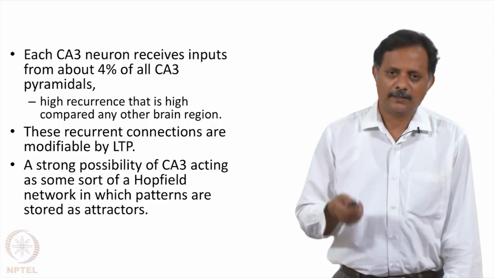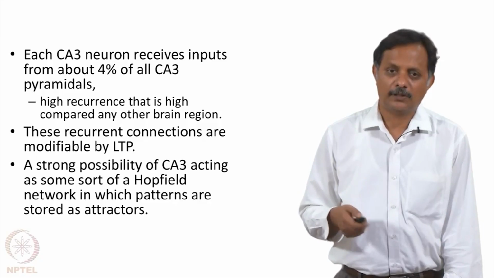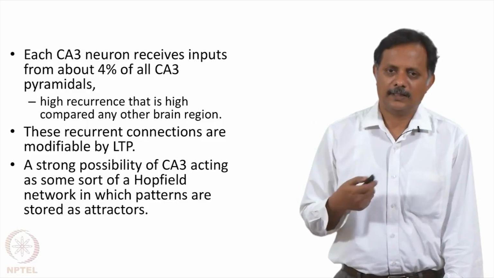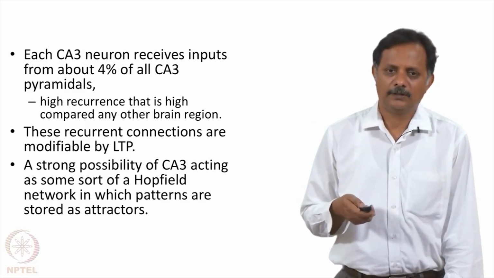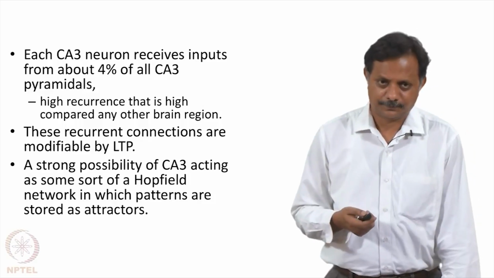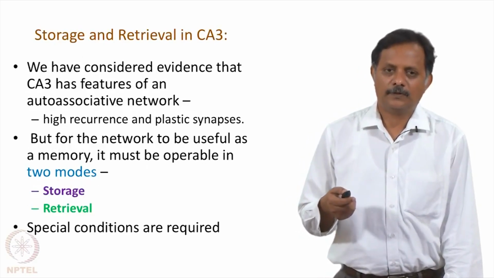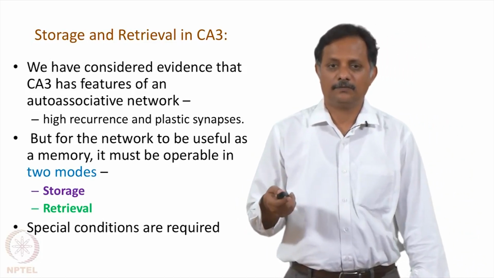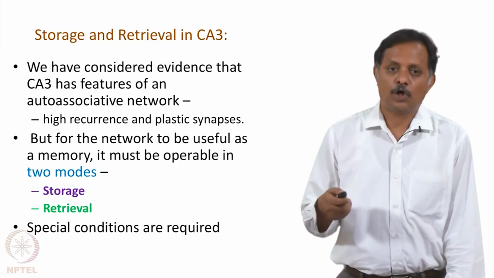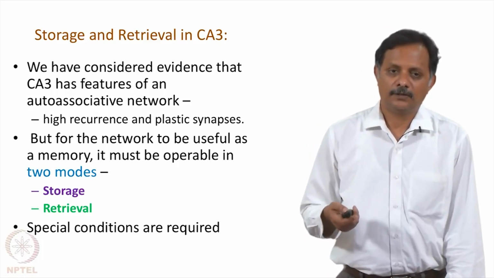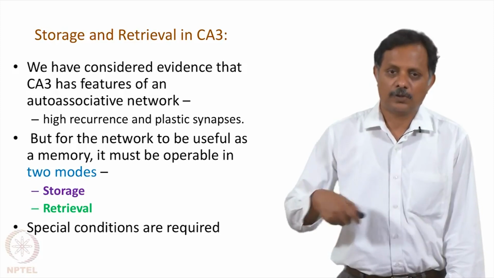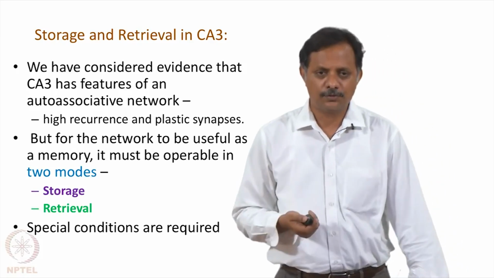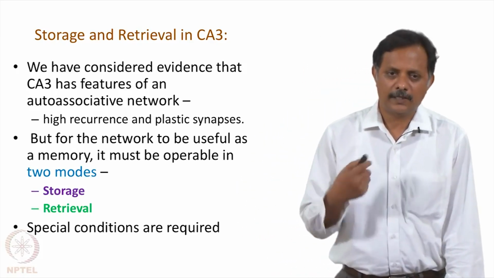So, considering these features of hippocampus and particularly of CA3, people have considered the hypothesis of CA3 playing the role of some kind of a Hopfield network in which patterns can be stored as attractors. So, now if patterns have to be stored in the CA3, then for it to be useful as a memory, it must be operable in two modes, storage and retrieval, because you need to first figure out how to store information in it, and then if you just store in it and you cannot retrieve it, then it's no use. So, you need to be also able to retrieve information from this network.